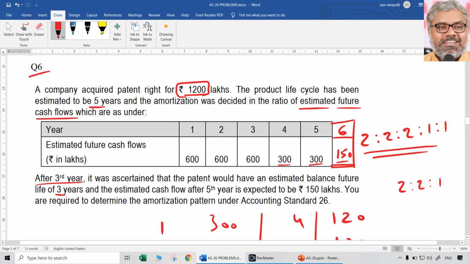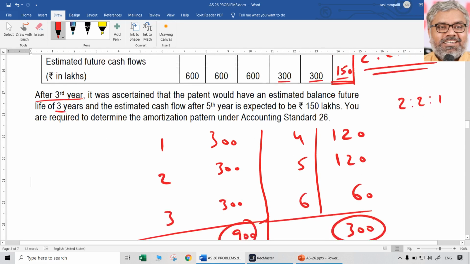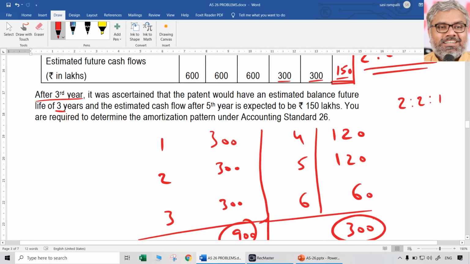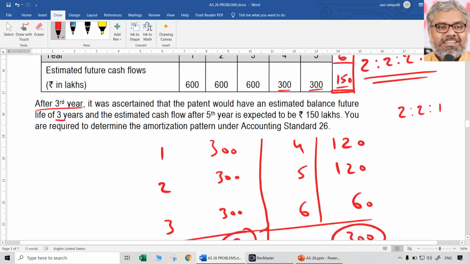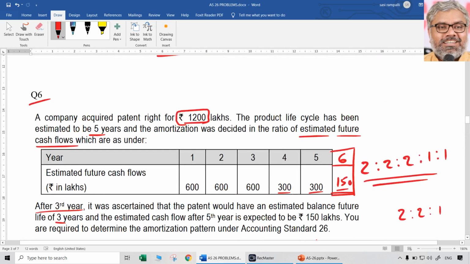So like this, calculations have to be shown how the amortization of the intangible asset has to happen according to the cash flows ratio. Expected future cash flows are only useful for ratio determination. Originally the ratio was 2:1:1. Accordingly, in the first 3 years 900 lakhs would have been amortized. Then the remaining 300 will be amortized in the ratio of 2:1 in the fourth, fifth and sixth years. That's all. Total amortization has to be 1200 lakhs, which should be the original cost of the intangible asset. That kind of question can be very well expected.